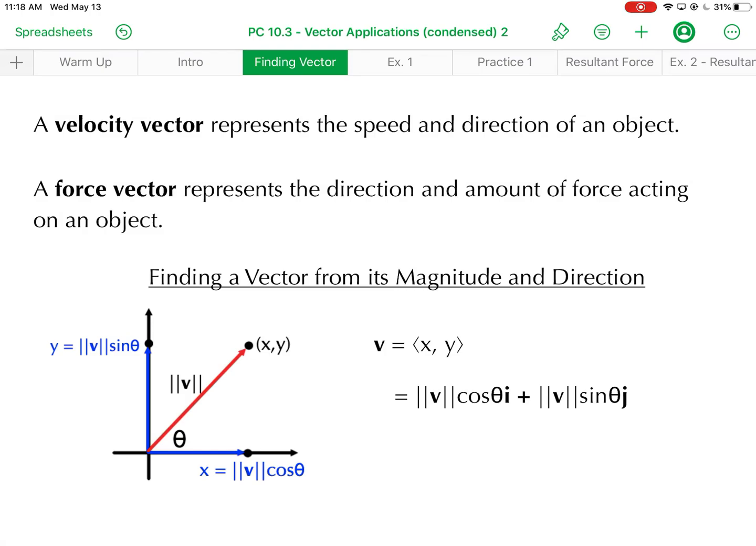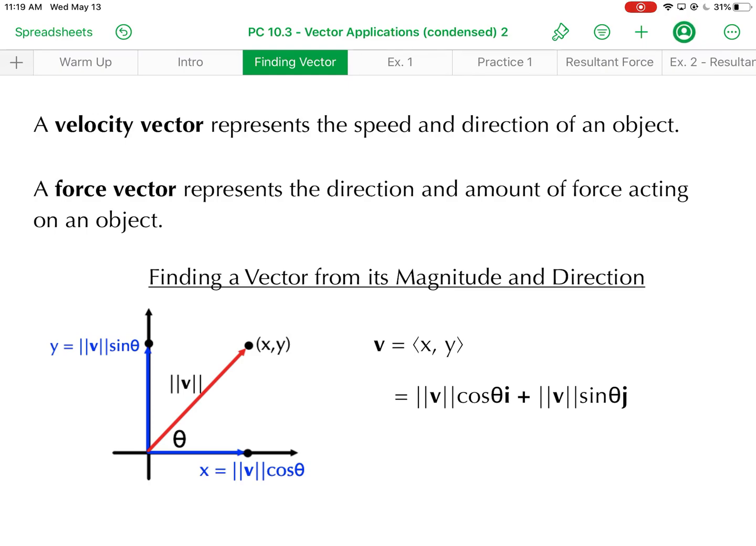So the two types of vectors we're going to focus on are velocity vectors and force vectors. A velocity vector would be a vector that represents the speed and direction of an object. The speed would be like the magnitude associated with the vector, and then the direction, of course, is based on where the object is headed, okay? And it would have an angle measure associated with it.